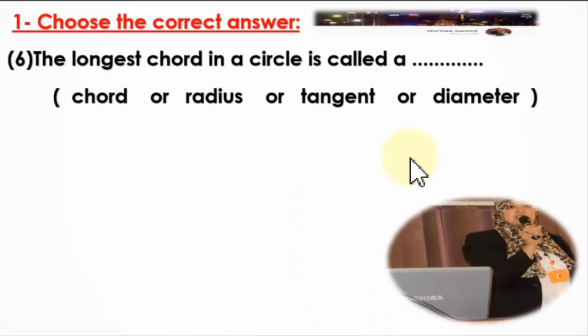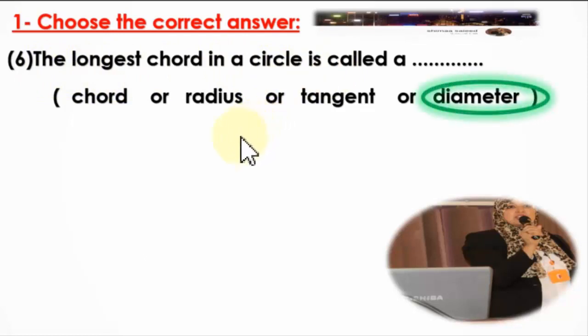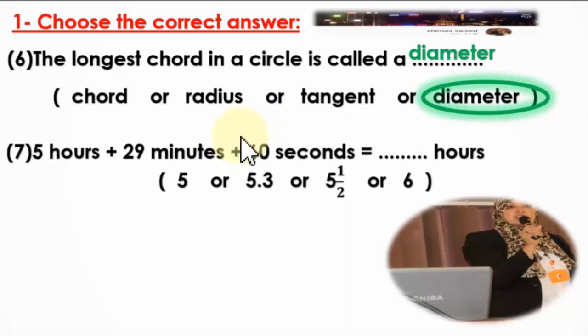Choose the correct answer. The longest chord in a circle is called the diameter. Five hours plus 29 minutes plus 60 seconds. You know that 60 seconds equals 1 minute. 1 minute plus 29 minutes equals 30 minutes. 30 minutes is half an hour, so the value is 5.5 hours.